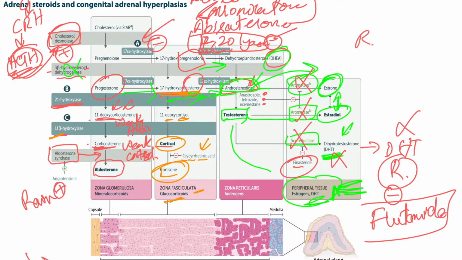Okay. Same way, estradiol and estrone, they also work on their receptor, right? And that receptor, let's just say a receptor here, you could block that receptor by giving a drug known as tamoxifen, or raloxifene.